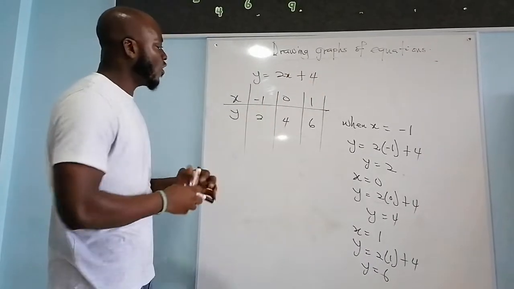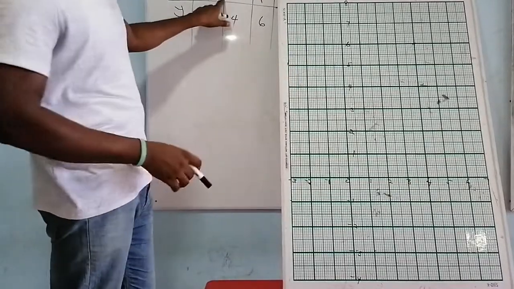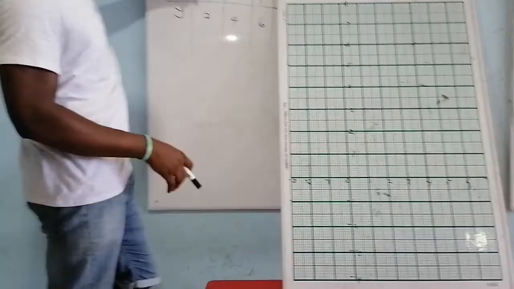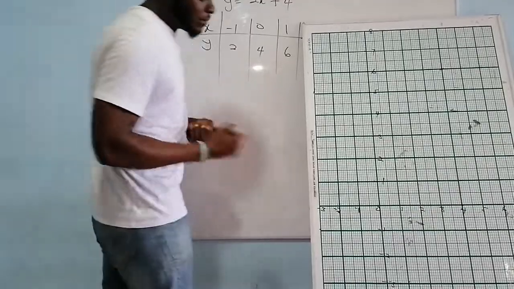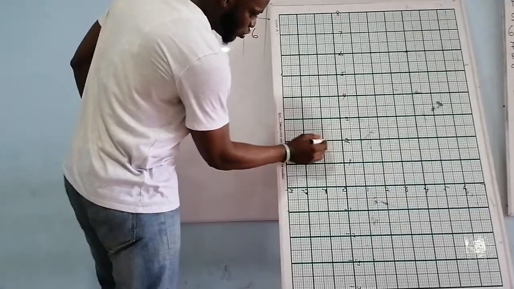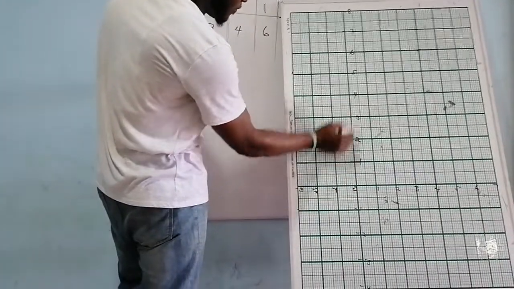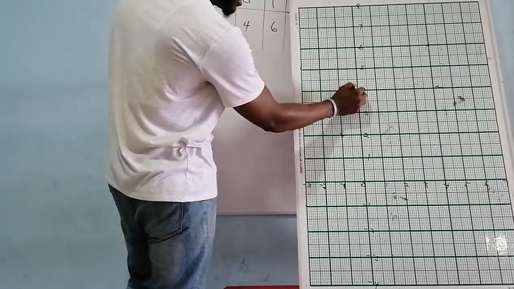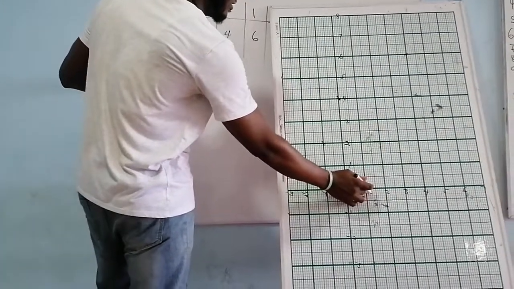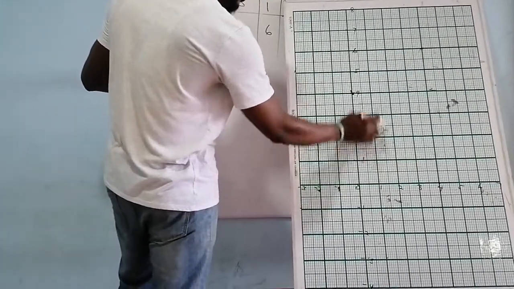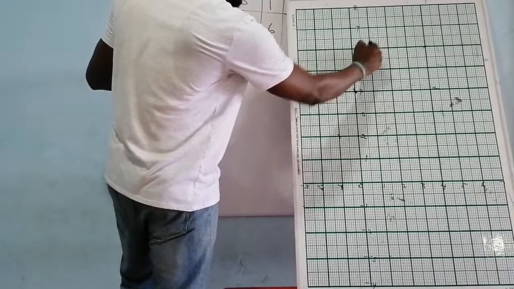Now I'm going to plot them on my graph. So here again, I have my graph board and I'm plotting these values. I have my first value, x being -1, and the corresponding y value being 2. So I come here, -1 and then 2. I'll plot that here. Then I have 0 and 4, so 0 on the x-axis and 4 on the y-axis, that will be here. And then I have 1 and 6. This is 1, so 6 should be somewhere here. Is that 6? Yes. So that's 6.